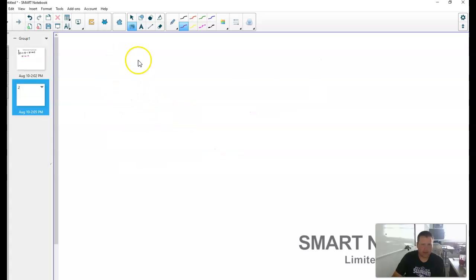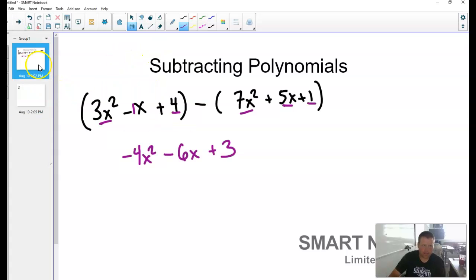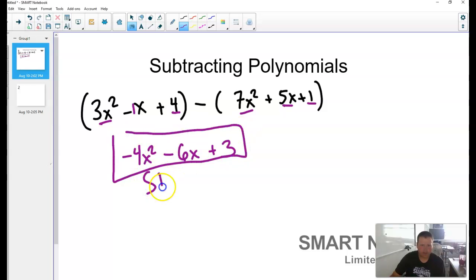Couple things to really keep an eye out. Again, you do want to make sure you put this in standard form again. Again, this is standard form going highest exponent to lowest exponent. So please make sure that you put it in that form as you go here.